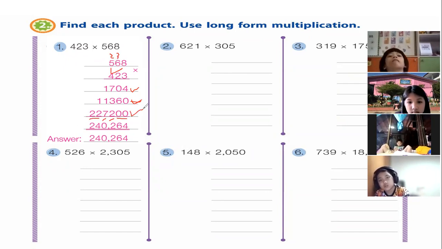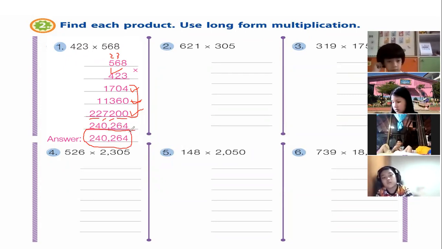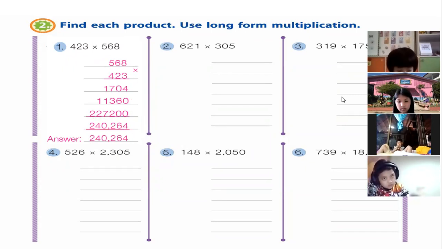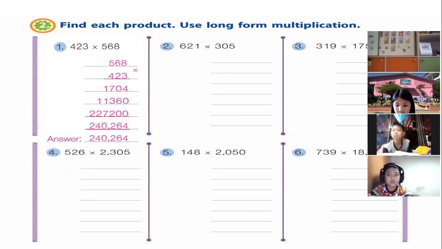So we have another product of 400, which is 227,200. So we are going to make the sum of that. So the sum of all these three is equal to 240,264. So that's our answer. Okay, now students, you're having another 3 minutes. You are going to find the answers of the remaining question 2 until 6. Okay? Find for me the answer, students.